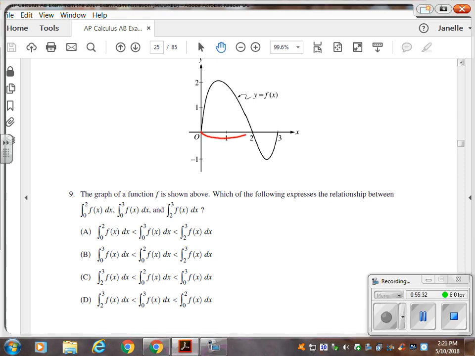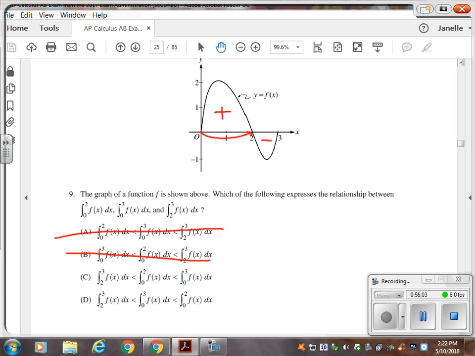Wouldn't you agree from 0 to 2 is a positive area? Wouldn't you agree that from 2 to 3 is a negative area because it's below the line? Then the difference of that would be smaller than the first one, wouldn't it? Everybody with me so far? So when you start looking at these answers, who would have the smallest answer? 0 to 2, 2 to 3, or 0 to 3? 2 to 3. So that rules out these two.